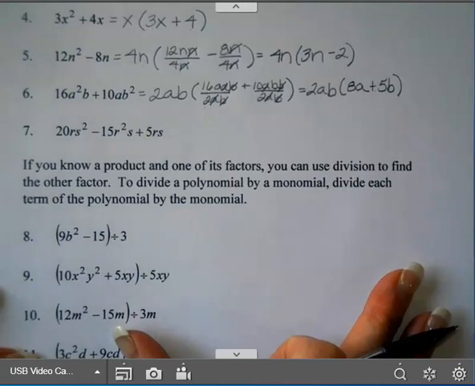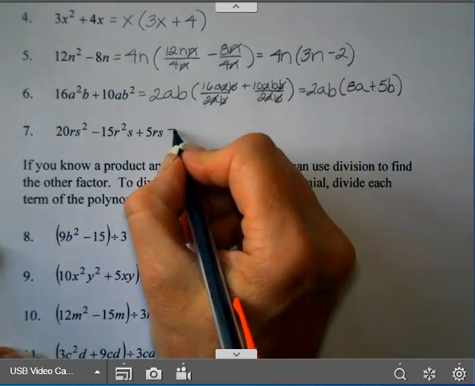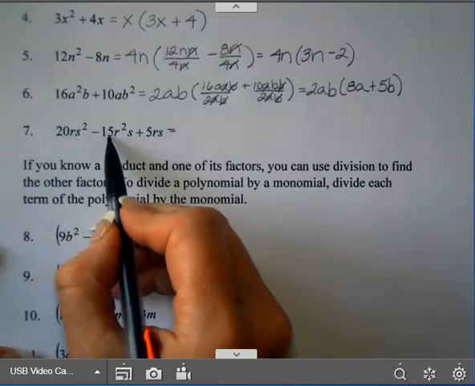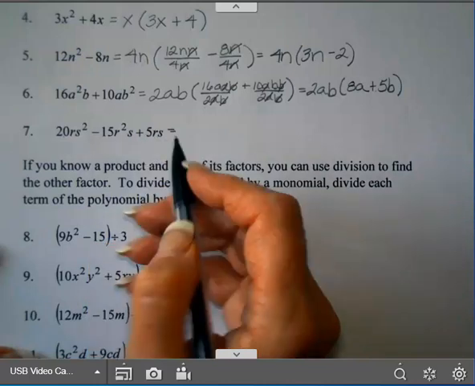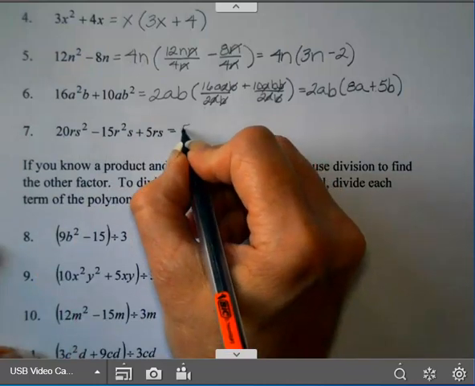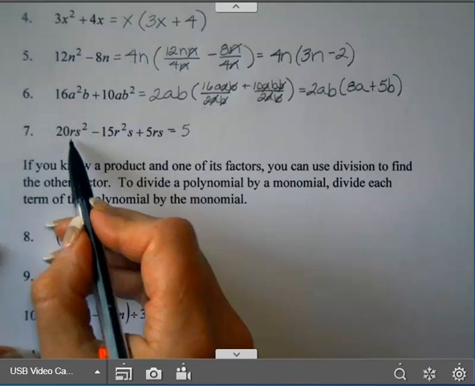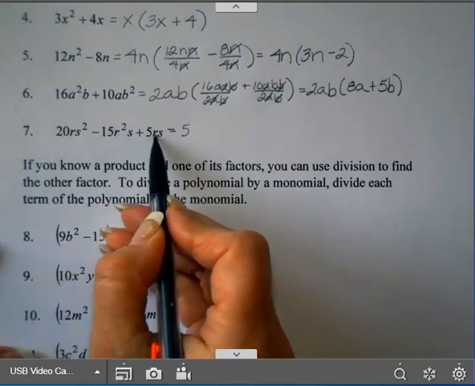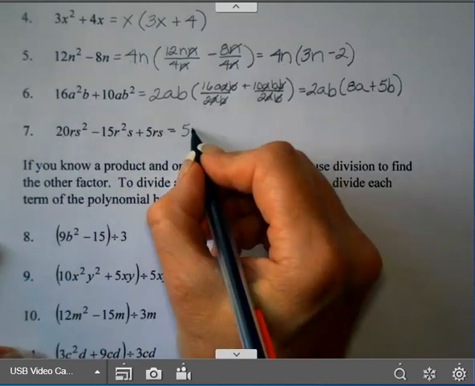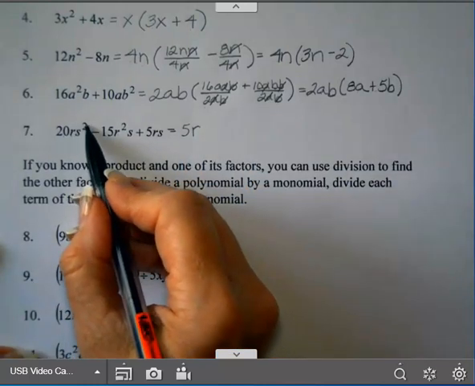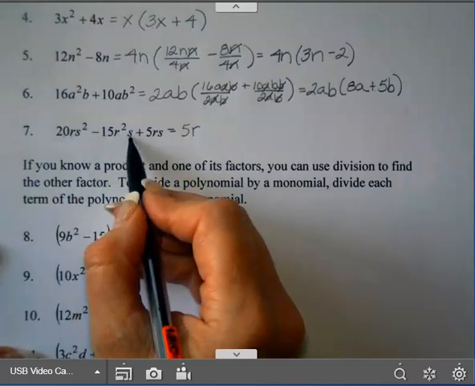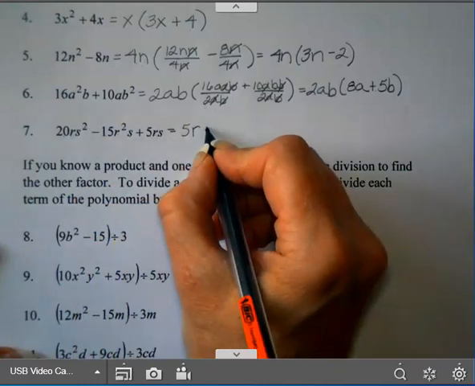My next example is number 7. Okay, I have 20, 15, and 5. 5 is the smallest number, and factors of 5 are 1 and 5. It is prime. So 5 does go into 20 and 15, so I'm going to pull out a 5. This has an R, this has an R squared, this has an R. So these only have one R in them, so I only can pull out one R as my greatest common factor. I have an S squared here. This one only has a single S, this has a single S, so I have a single S that they have in common.